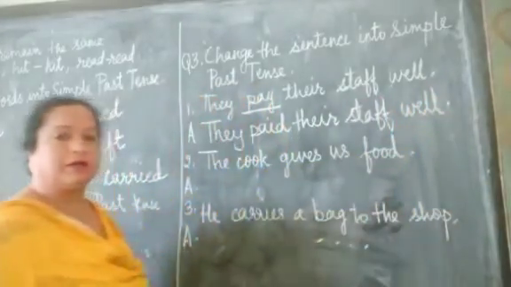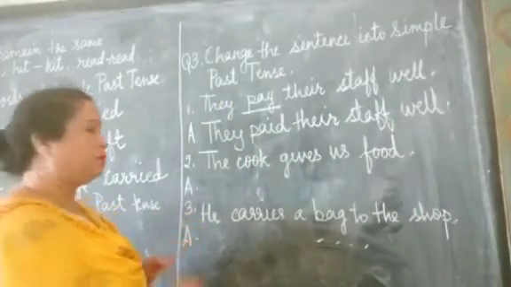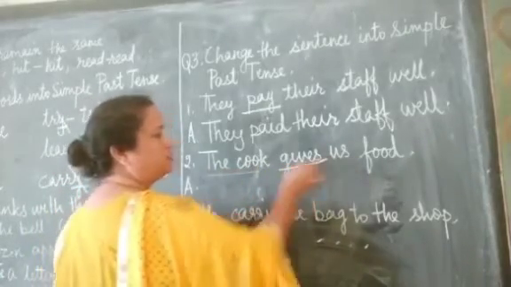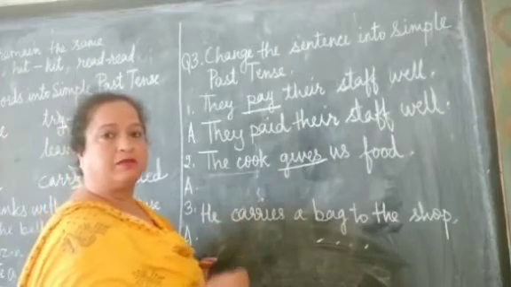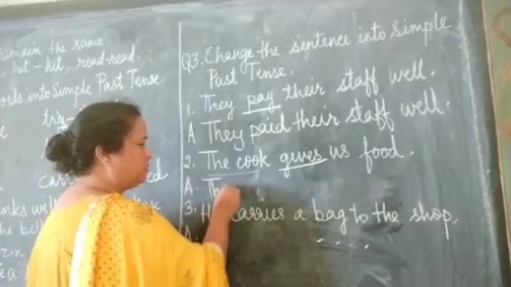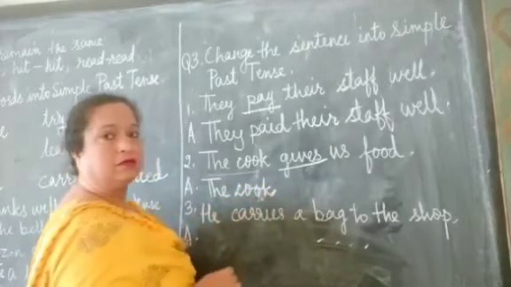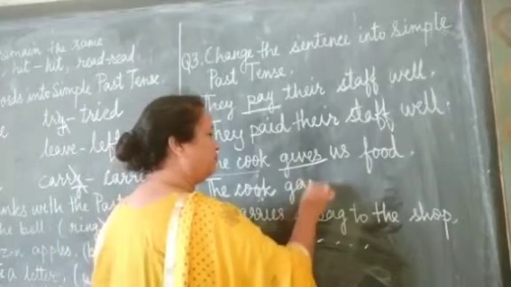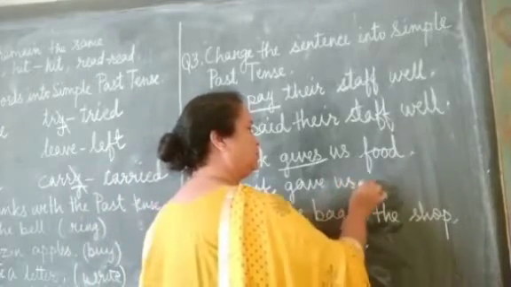Now let us have a look at the next sentence. The cook gives us food. So in this sentence, the cook is the subject and gives is the verb. So now what do we need to do? We need to change the verb into the past tense form. So let us write the subject first. The cook. Now we need to write the verb. So instead of gives, we will write gave. The cook gave us food.